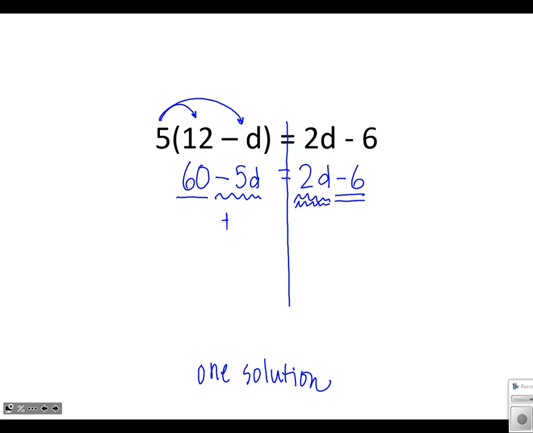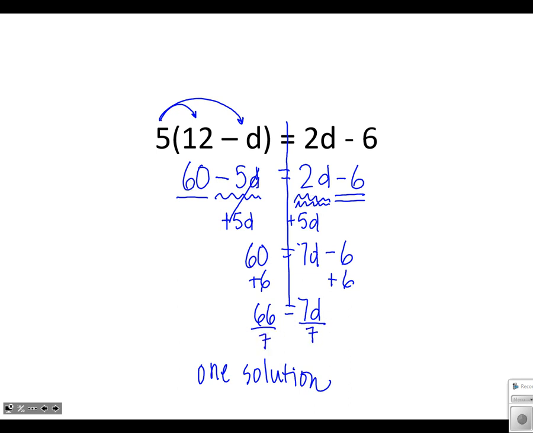Okay, first I'm going to add 5d to both sides. That gives me 60, because these cancel, equals 2d plus 5d is 7d minus 6. Next step is to eliminate this constant that's messing up my variable. So I'm going to add 6 to both sides. That gives me 66 equals 7d. And to get rid of this 7 that's messing up my variable, I'm going to divide by 7 on both sides. I cannot simplify that 66 over 7 anymore. So my answer is d equals 66 over 7.